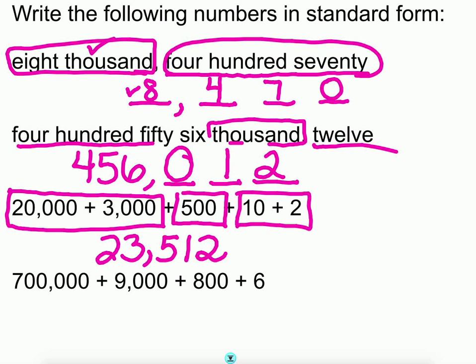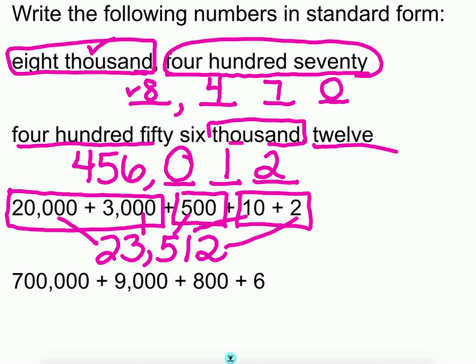And then I could check it by doing its values. The value of the 2, 20,000. The value of the 3, 3,000. The value of the 5, 500. The value of the 1, 10. And the value of the 2 is 2. So that's another way to check work. All right, make sure that you have written the correct number.